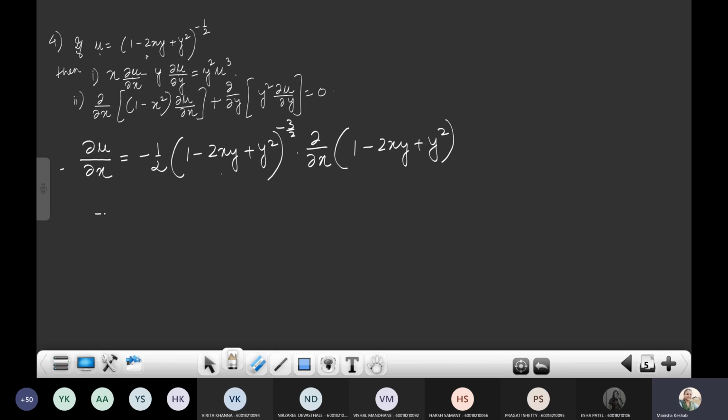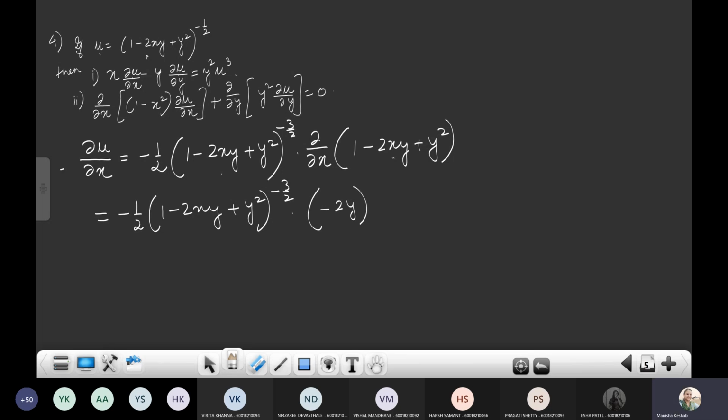Okay, which is equal to, now minus half into 1 minus 2xy plus y square raised to minus 3 by 2 into. Now what we will get here? We are differentiating with respect to x. So only this term is there. So we are getting here minus 2y.